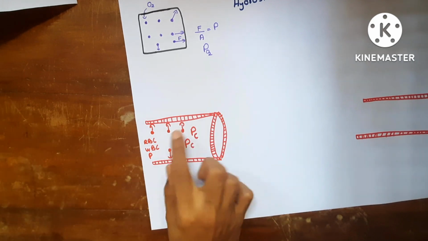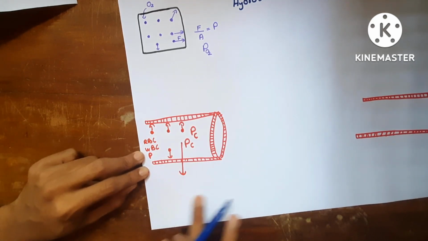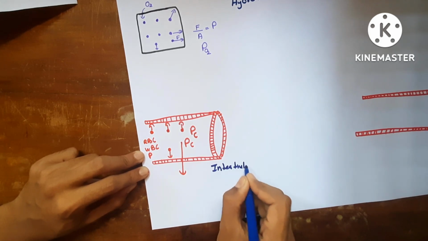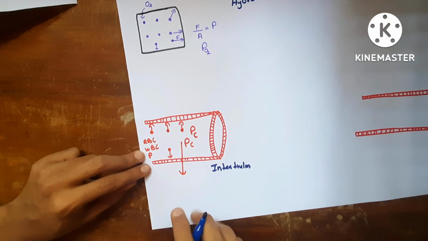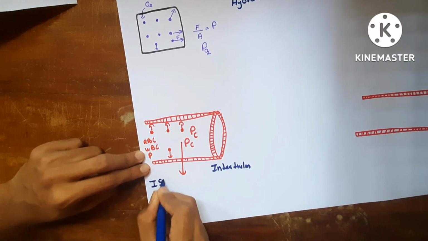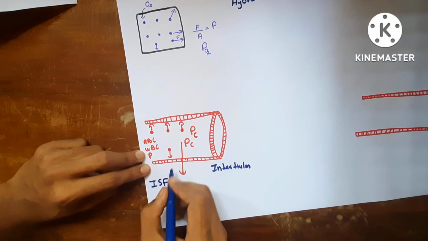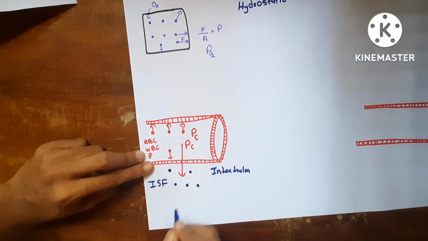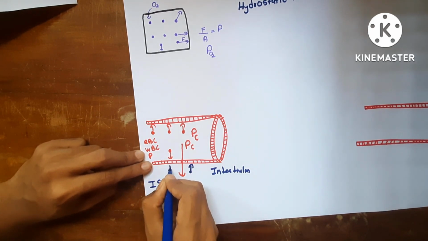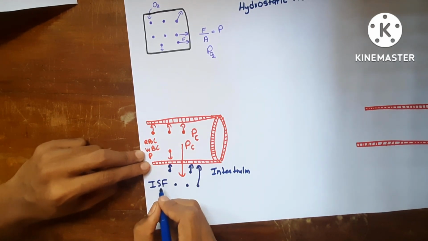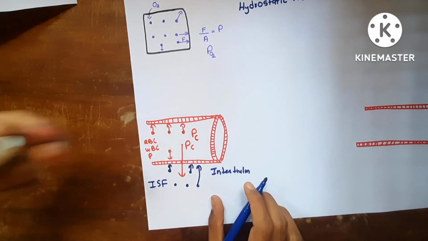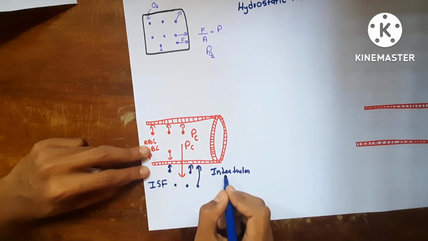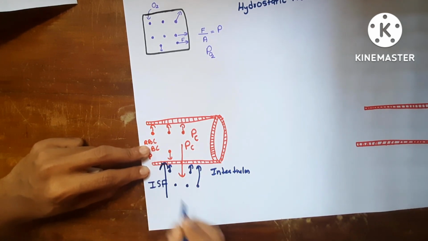Okay, this is the capillary, and this space we term the interstitium, or intercellular fluid. The interstitium is also filled with interstitial fluid. This interstitial fluid also contains particles. Therefore, these particles also clash with the wall, and it creates another hydrostatic pressure, from the interstitium to the capillary.